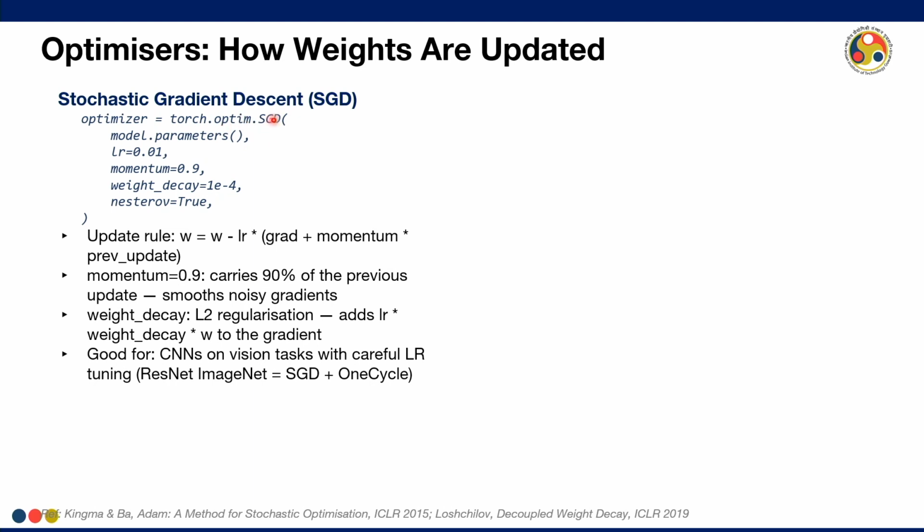So SGD, or stochastic gradient descent, is good in convolutional neural networks for vision tasks. In computer vision tasks like image classification, image segmentation or object detection, we usually use stochastic gradient descent. Obviously this can depend on what type of algorithm we are using, like the ResNet architecture trained on ImageNet uses SGD.